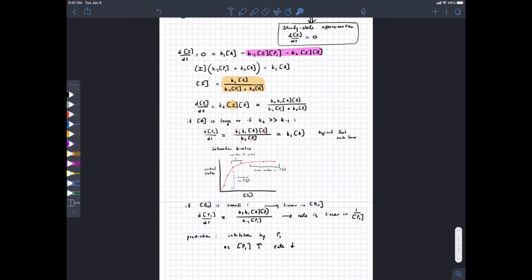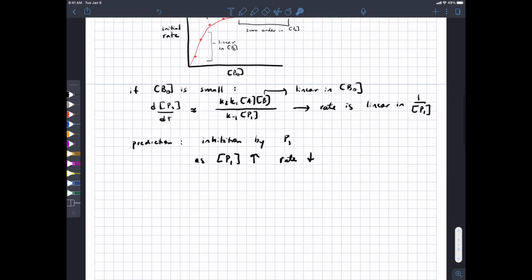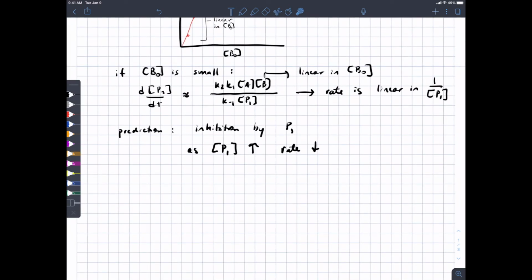If these conditions were true, if B0 is small, or if K minus 1 were fast, or if product 1 concentration were large, we'd expect to see a linear dependence of rate on 1 over the product concentration. So that's called product inhibition, and we see it plenty of times, not only in organic reactions and catalytic reactions, but also in Michaelis-Menten types of enzyme kinetics and reactions.